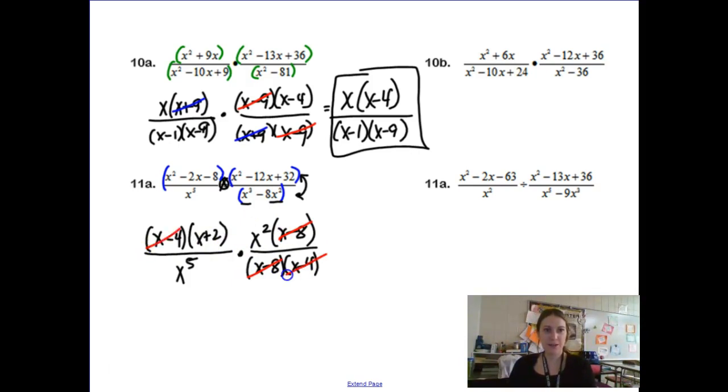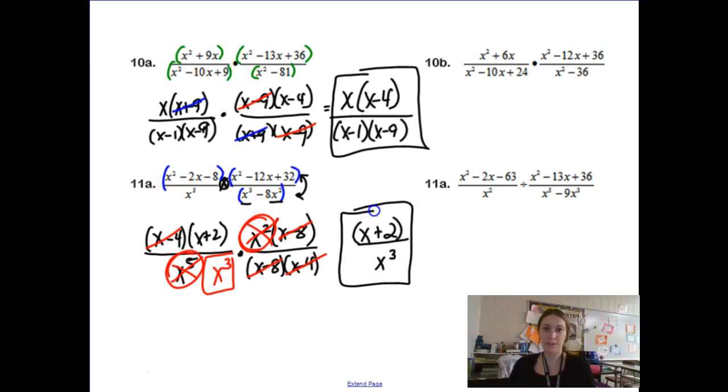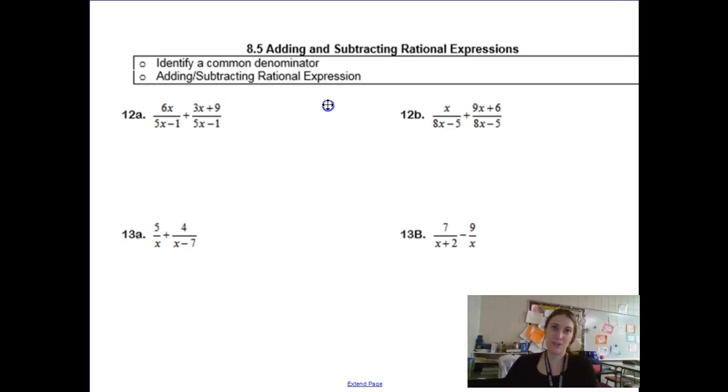Alright, cross-canceling now, and there is some cross-canceling right here and here with the x's. X squared over x to the 5th will leave us with x to the 3rd, but notice it's located in the denominator. So up in the numerator, we have x plus 2, and in the denominator we have x to the 3rd, and absolutely nothing cancels here. X plus 2 does not have a twin, therefore it's staying. Alright, so that's our multiplication, division, simplifying section.